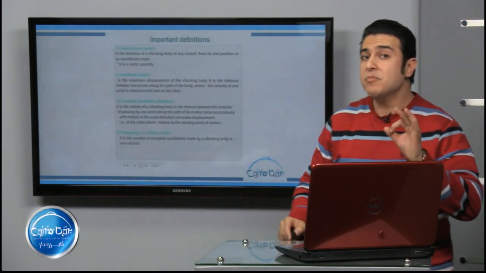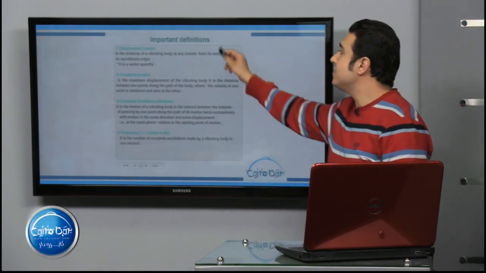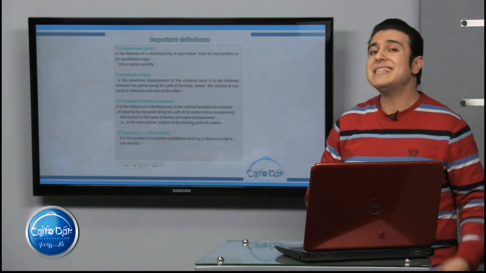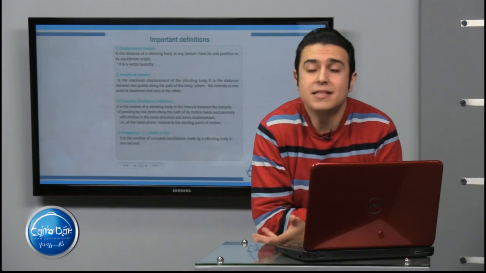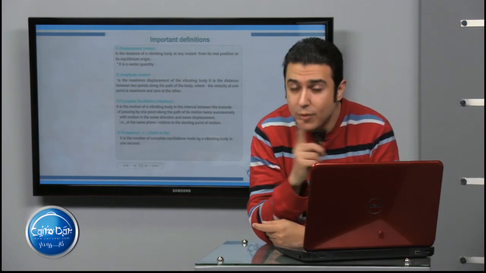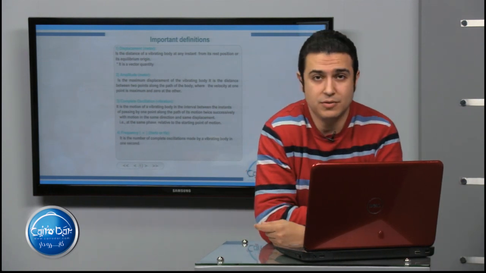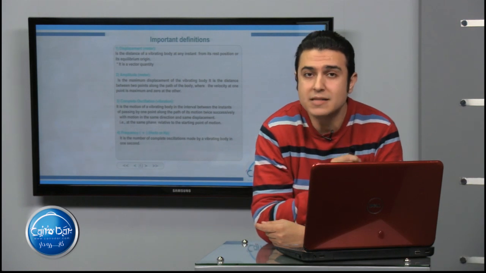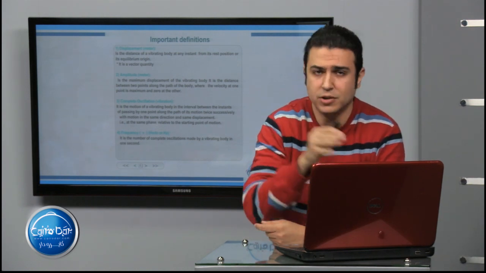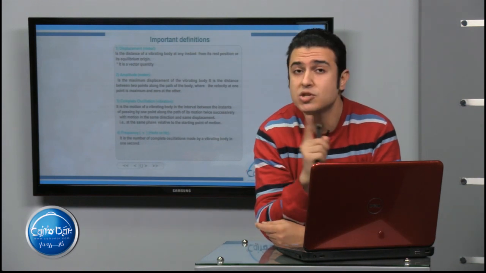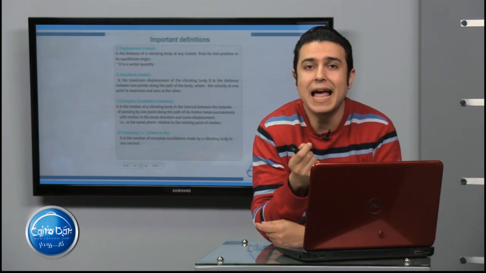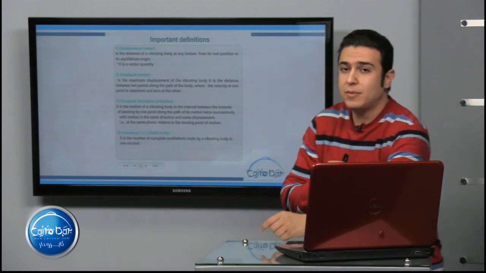Okay. After that, we have very important definitions. Let's start with the displacement. What's meant by displacement? Displacement is the distance away from the rest position at any point. But if this distance is maximum, it is not a displacement. It is called the amplitude. So let's start with displacement.